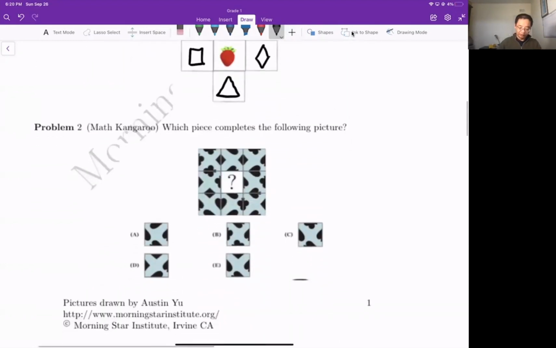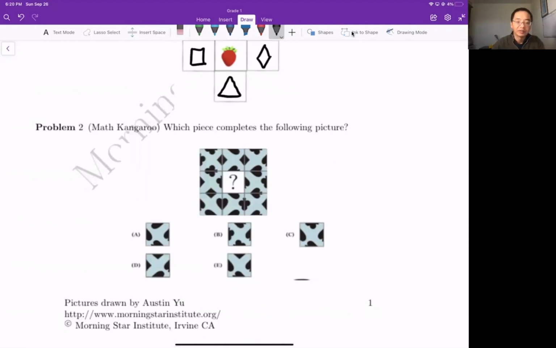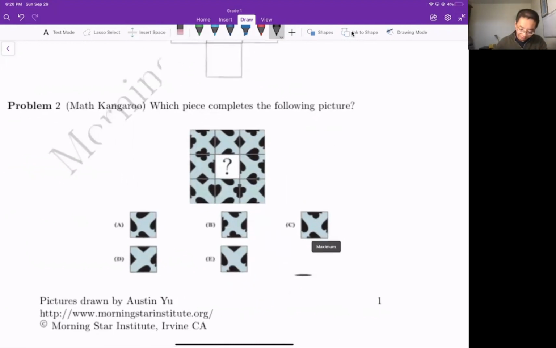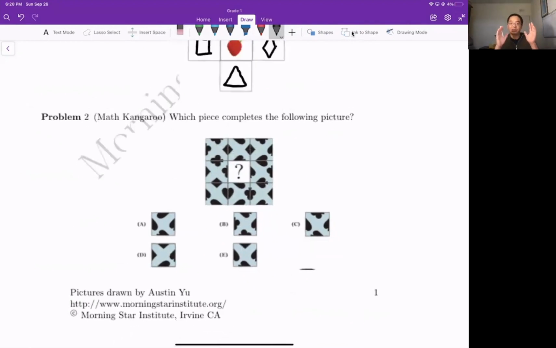Question number 2 is from a past Math Kangaroo computation. Here we have a puzzle. The puzzle has 4 different figures, which are basically 4 symbols of standard playing cards. We need to figure out which one. So here we have 5 choices, right? A, B, C, D, E. Which one will fit the missing center?